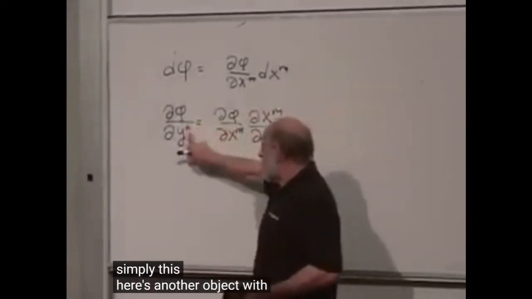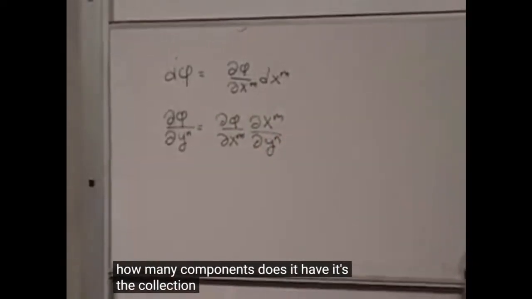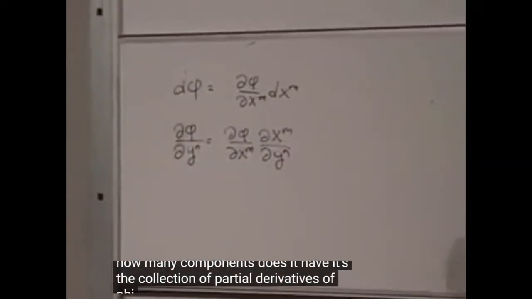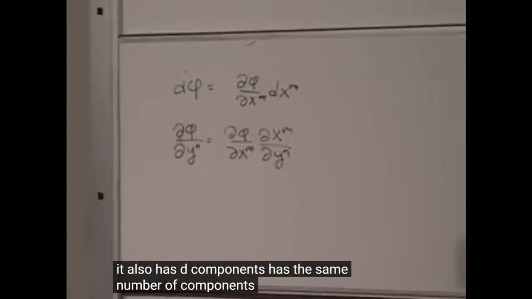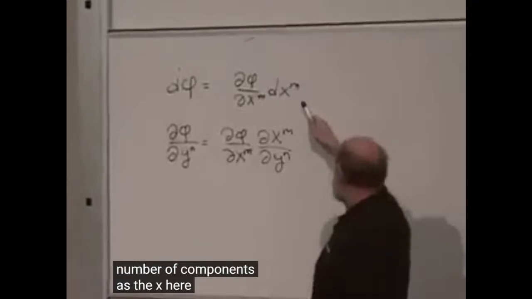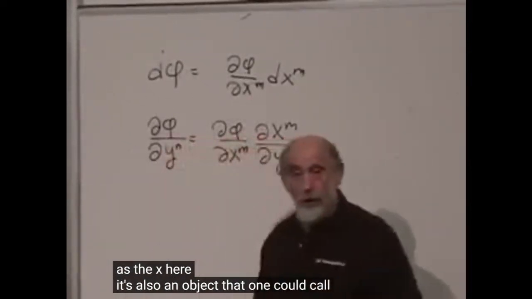Here's another object with components. How many components does it have? It's the collection of partial derivatives of phi. It also has d components, the same number of components as dx here. It's also an object that one could call a vector.